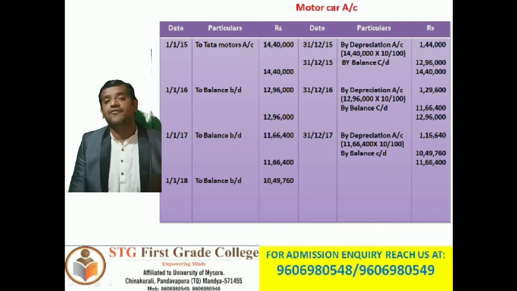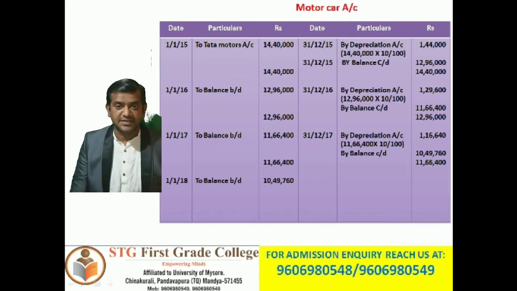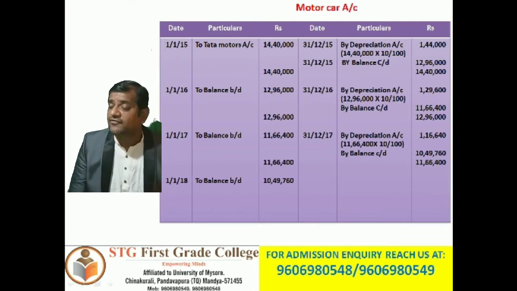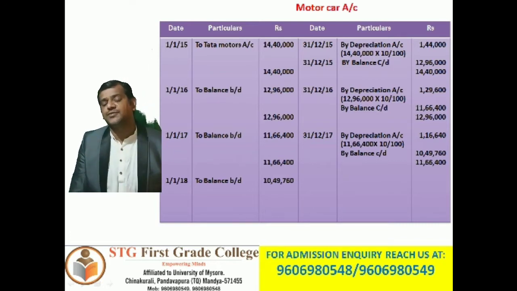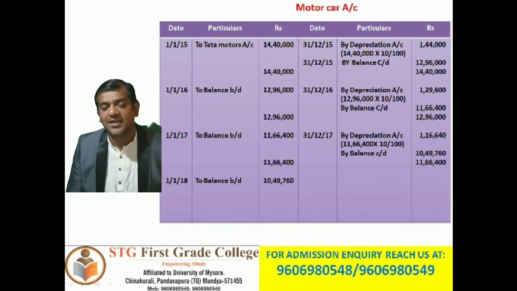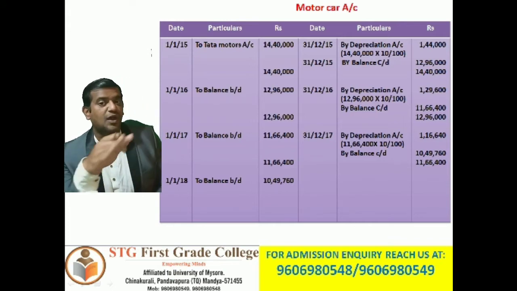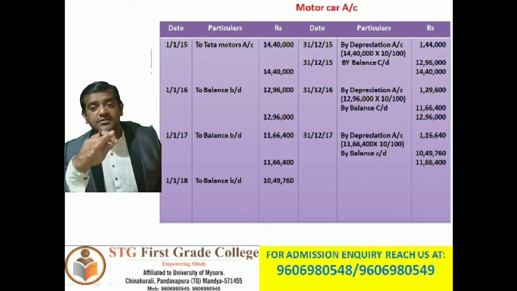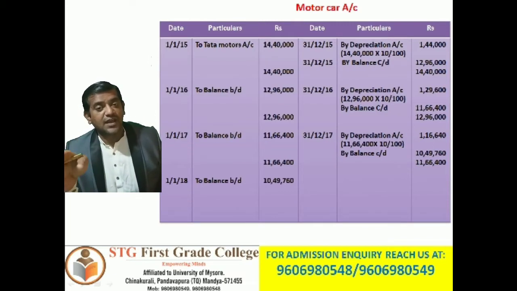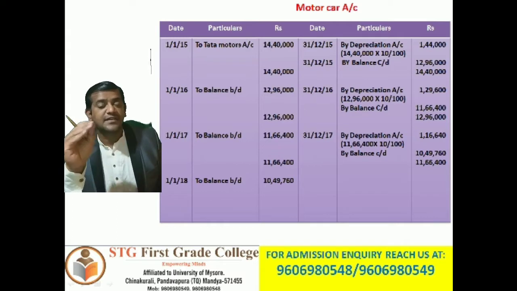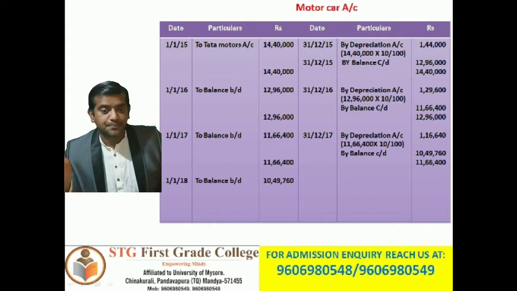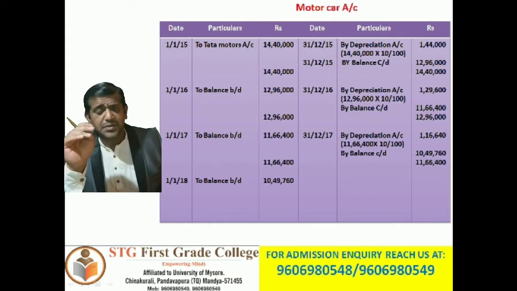So 10,49,760. How much? 10,49,760. Clear? So now, as per the information provided in the problem, he has asked us to prepare only for 3 years. So I have done with the 3 years calculation of depreciation part. So now on the 4th year, I am bringing down that balance and just we are going to leave.